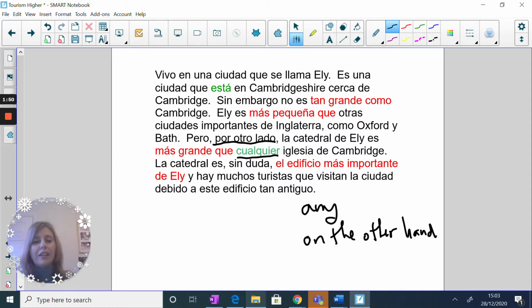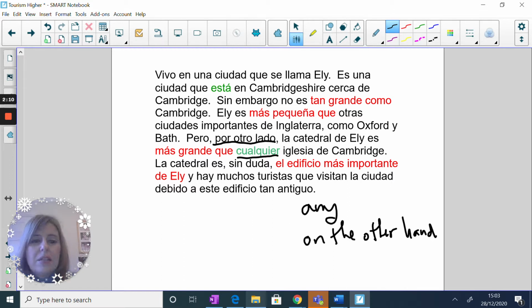Okay, so hopefully now you translated that and you should have something like this. Vivo en una ciudad que se llama Ely. I live in a city which is called Ely. Es una ciudad que está en Cambridgeshire, cerca de Cambridge. It's a city which is in Cambridgeshire, near Cambridge.